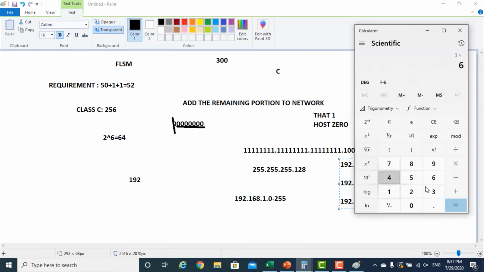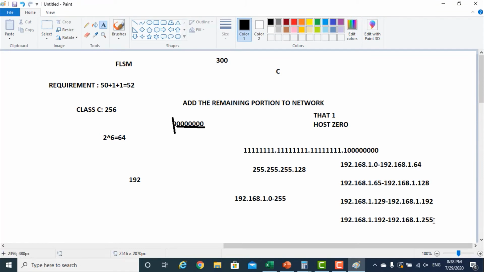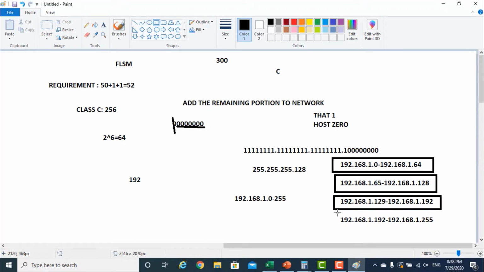3 into 64 is 192, and the other subnet is 192.168.1.193 to 192.168.1.255. Are you getting it right? So now see, a single subnet of class C which has from 0 to 255 is now equally divided into four equal subnets, where each subnet has an equal number of hosts. That is FLSM, because that's fixed length. Everyone has got their 64 IP addresses.